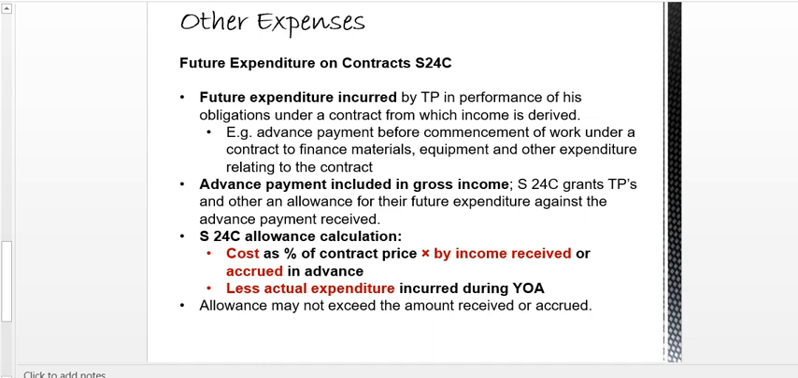So we're going to go through an example a bit later which explains this, but basically what it says is any future income that you will receive from this expenditure you should include in your gross income, and you need to calculate the deduction as the cost as a percentage of the contract price multiplied by the income actually received during the current year of assessment, less the actual expenditure incurred during the current year of assessment. Okay.